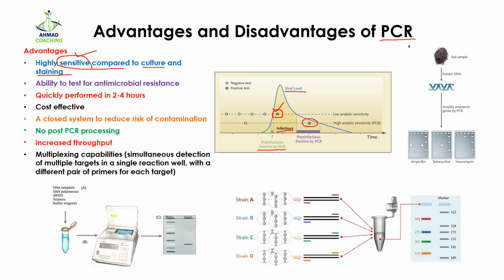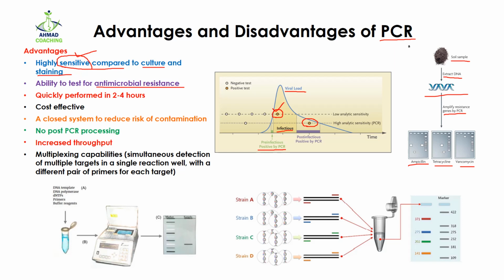Then comes the ability to test antimicrobial resistance. PCR can be used to detect antimicrobial resistance in bacteria. For example, you have taken some soil samples and extracted the DNA. This is bacterial DNA. Now you want to detect whether the bacteria has antimicrobial resistance or not. You can amplify the genes with the help of PCR, and then you can find out that this bacteria has the gene for particular antibiotics and it can be antibiotic resistant.